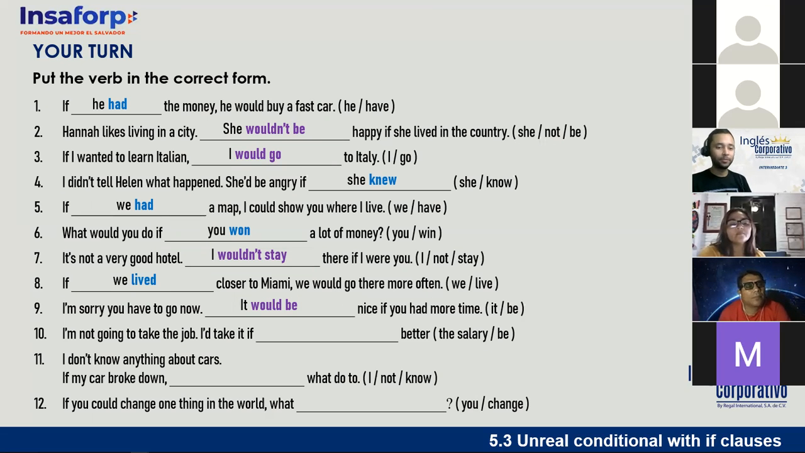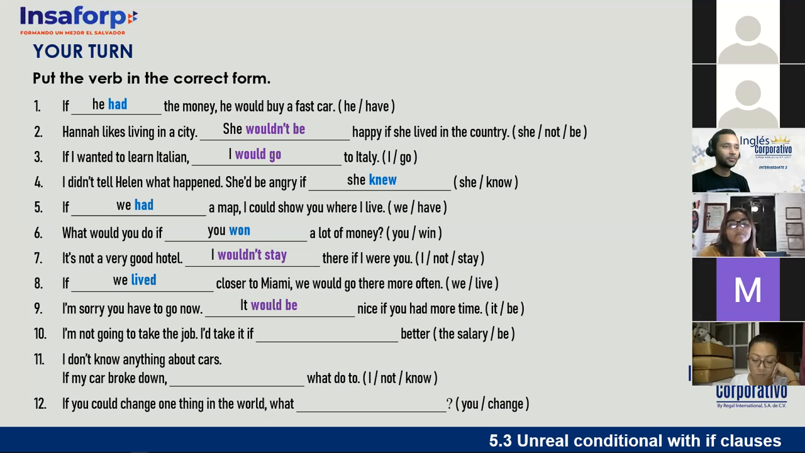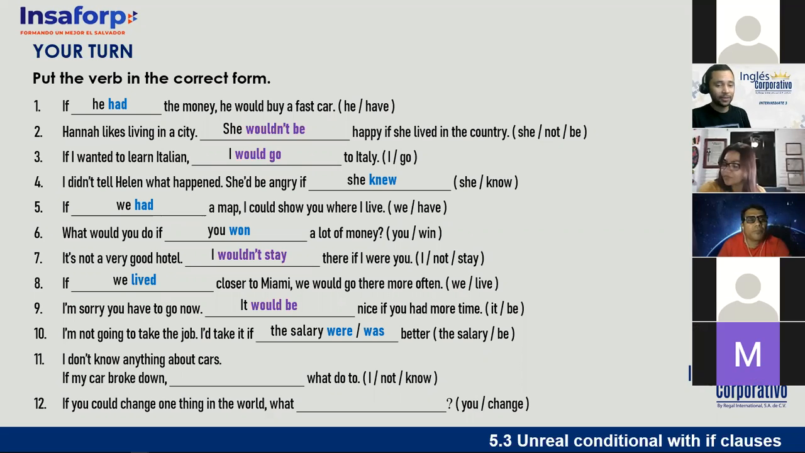Natalie, number 10, please. I'm not going to take the job. I'll take it if the salary was better. Were better. Both are okay. So that is correct. Thank you, Natalie. I'm not going to take the job. I'll take it if the salary were better. That's grammatically correct and formal. But you can say also, I'll take it if the salary was better. Lo tomaría si el salario fuera mejor. Okay? De nuevo, were es la opción más formal para decirlo. Was también se puede, pero es informal. Okay? So that's correct. Thank you, Natalie.